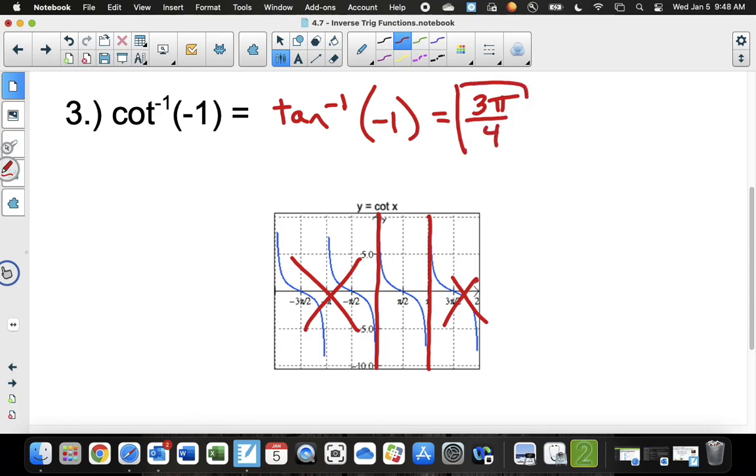So just a quick heads up that cotangent and tangent do not have the same restrictions. All the other ones do. Cosecant and sine, same restriction. Secant and cosine, same restrictions. Okay? Cotangent and tangent, because of the different asymptotes, different restrictions. Okay? All right. That's the idea for today. We'll build off of it tomorrow with some extra stuff. But that's the idea for today.